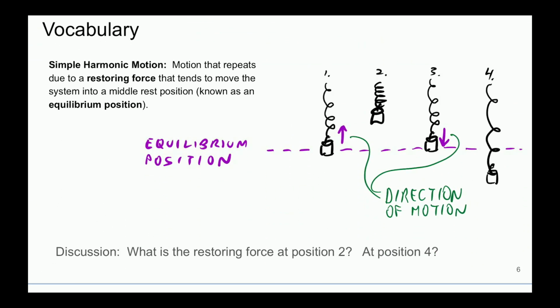Okay? More vocabulary. Simple harmonic motion means the thing is moving up and down in a regular pattern, and it's moving around an equilibrium position where there is a restoring force trying to pull it back to the equilibrium position.